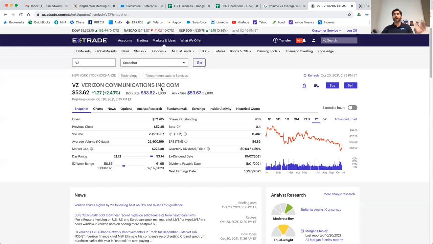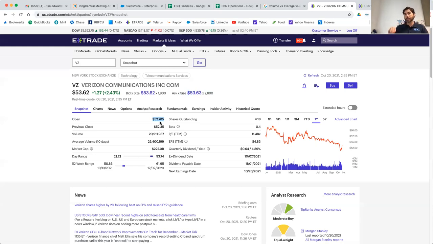So those are your main ticket items, right? Current price, percentage and dollar of change, and then what's the bid and the ask? What can you buy it at? What can you sell it at? Now you get into the details of the snapshot. We're going to cover these elements.